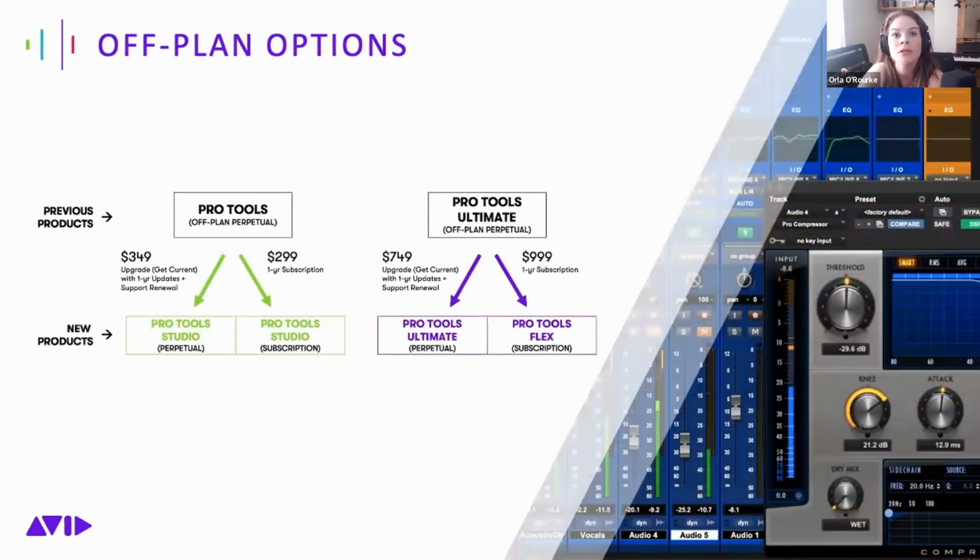Even though we're going to new subscription only, perpetual customers have more options now than ever before. The new Get Current option allows perpetual users to upgrade to a support plan and have access to all the new enhancements and features of the latest versions, or users can move easily to subscription as well if they choose.